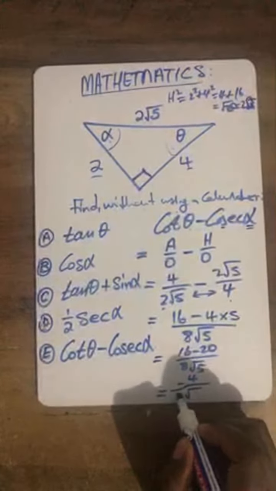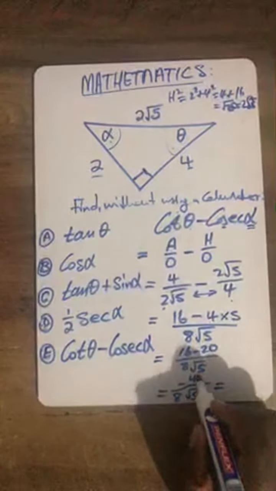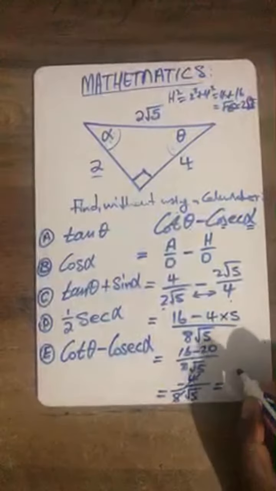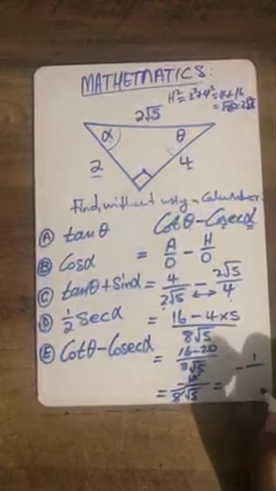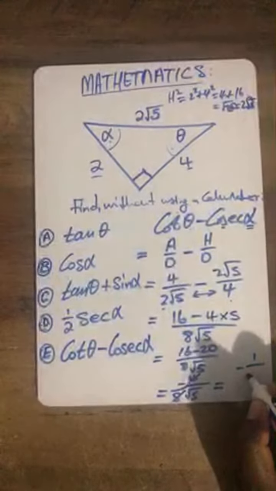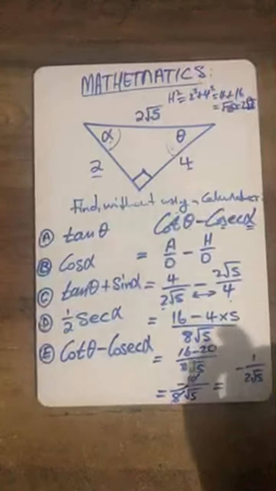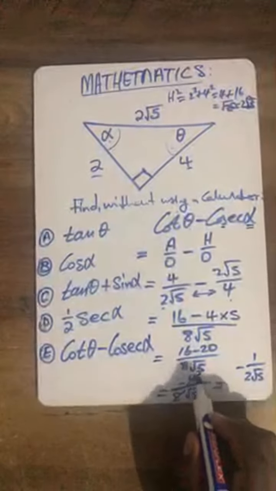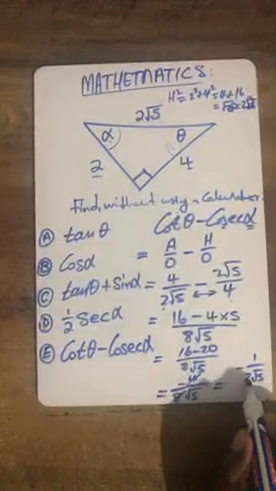It's negative, so you have 8 square root of 5. So it's like that. So it's like you have negative 1 over 2 square root of 5. Because there it's 4, it cancels, and then it goes twice into 8. That is why it's 2 there.